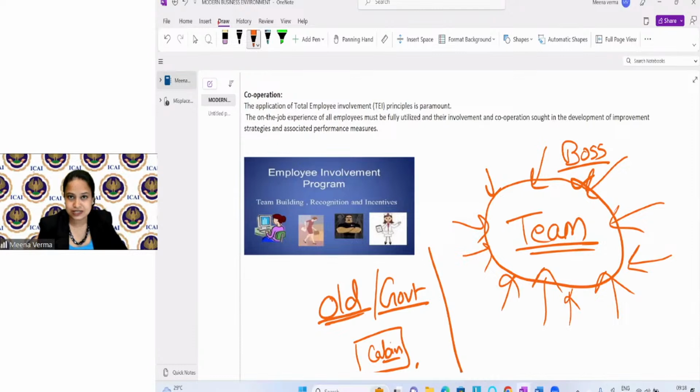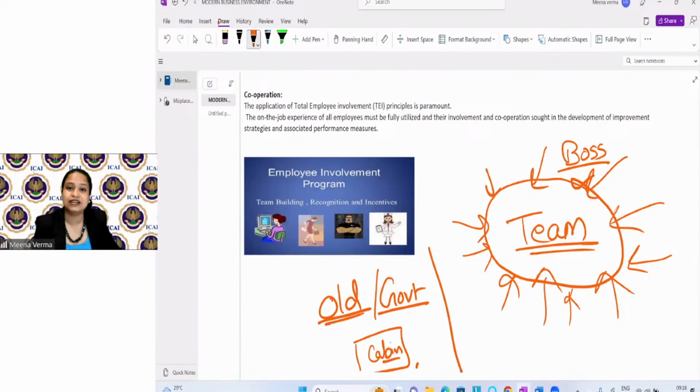This cabin system means people are sitting separately and working separately. This creates a barrier between the employees, a barrier in communication. People don't want to share their ideas. They're just scared of their bosses. If they scold me, what will happen? So remove such barriers, and for removing such barriers, we need a team.